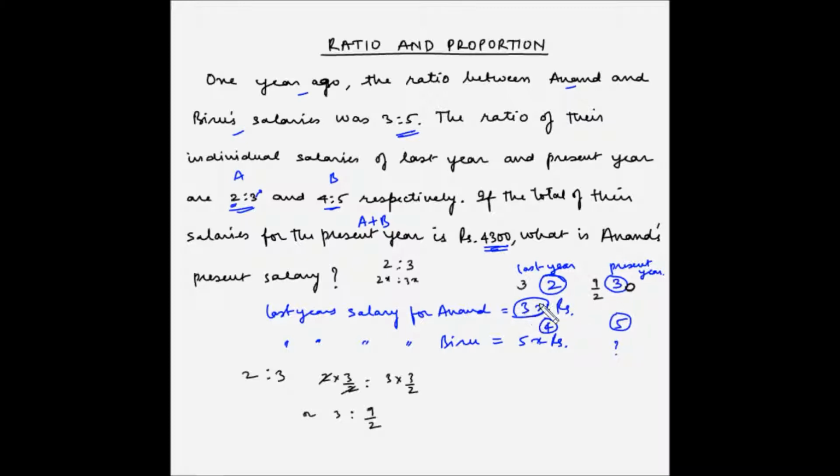So last year's salary for Anand was 3x rupees, and we have established that the ratio between last year's salary and present year's salary is 3 is to 9 by 2. So 3 and 3 matches, so this makes the present salary as 9 by 2x.